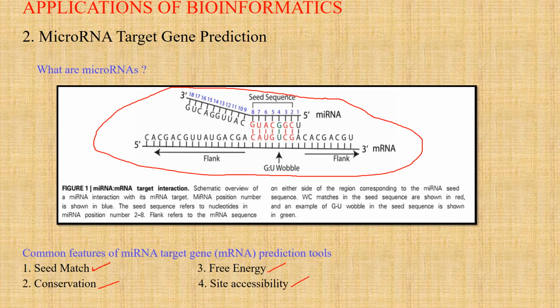The easier it can access its binding site on the messenger RNA, the easier that messenger RNA is a target for that microRNA. Okay. Now, one thing we should note is that it is difficult to find a target gene prediction tool in bioinformatics that uses just one of these features or parameters. Most of the tools that you will see will combine two or more of these features.